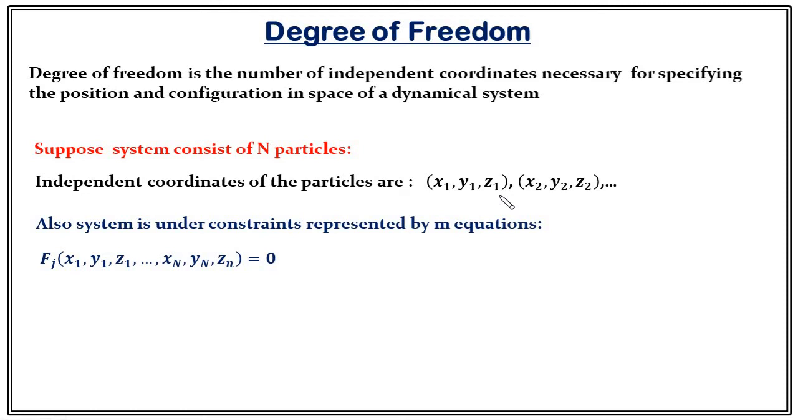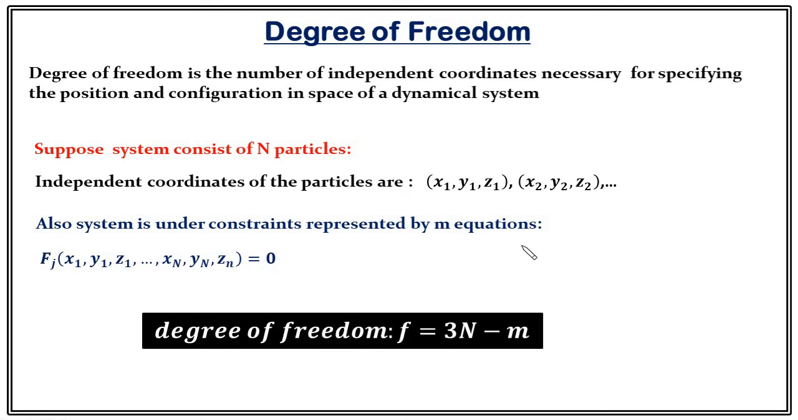This constraint will reduce the number of independent coordinates. So from here you can see for each particle you need 3 coordinates. So for n particles you need 3n coordinates. But because of these m constraints, the independent coordinates will reduce by the number m. Therefore, we can write, degree of freedom is given by F equals 3n minus m. Okay. This is all the idea about the degree of freedom.